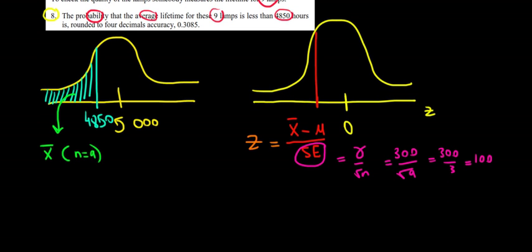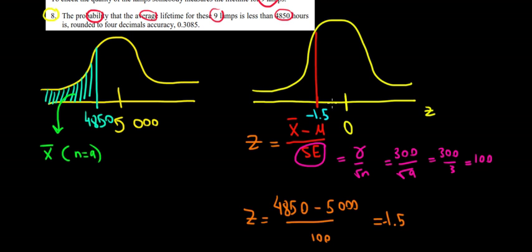So the z value is equal to the difference between the average of 4,850, that's what we're interested in, minus the population mean of 5,000 hours relative to the standard error of 100. And if we work out the math here, that's going to be a z value of minus 1.5. So what we're interested in was the probability that the z value is going to be less than minus 1.5. We're looking for this area over here in the z distribution.